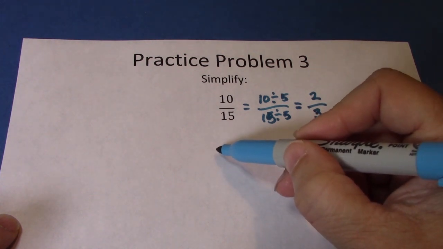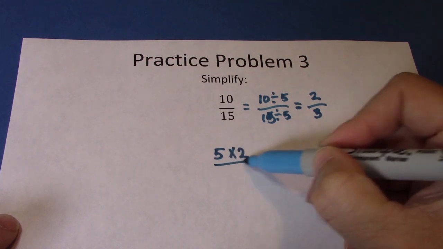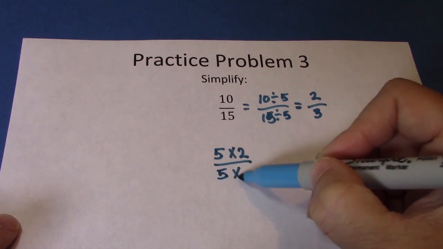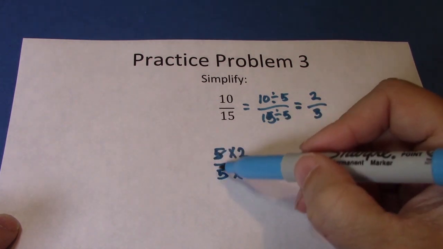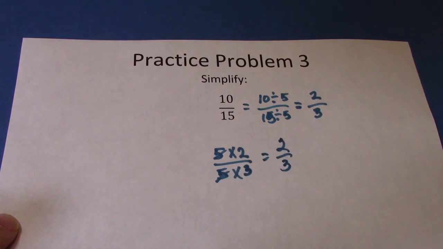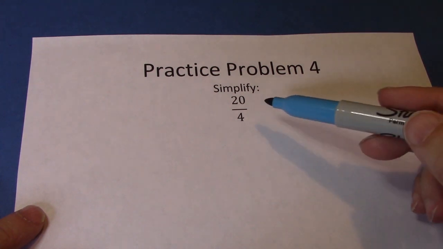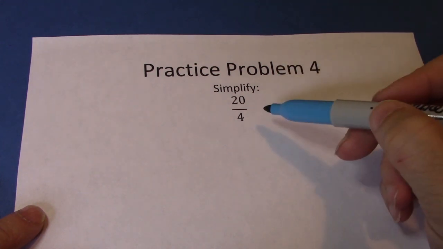Or we can factor. The common factor is 5. 10 is 5 times 2. 15 is 5 times 3. Eliminate the common factor in the top and the bottom. Same answer, 2/3. Problem 4 asks us to simplify 20/4.